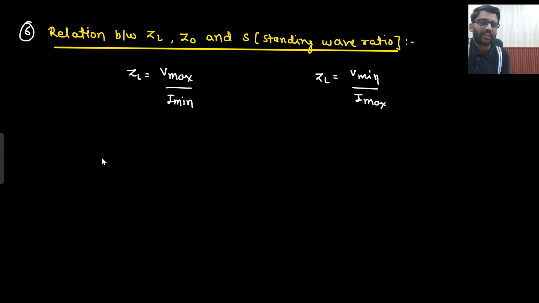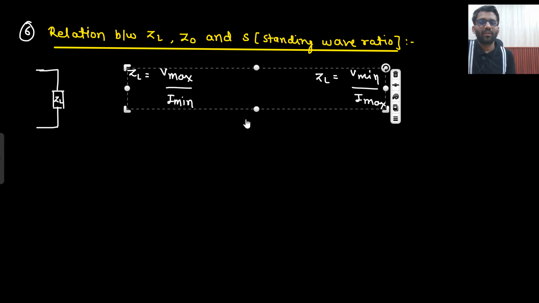But how did I write down V max by I min? How did I write it down? So this is my load ZL. So at load, when a resistive load is there, all these are applicable. This complete concept is applicable for resistive load only. Why is it applicable only for resistive load?